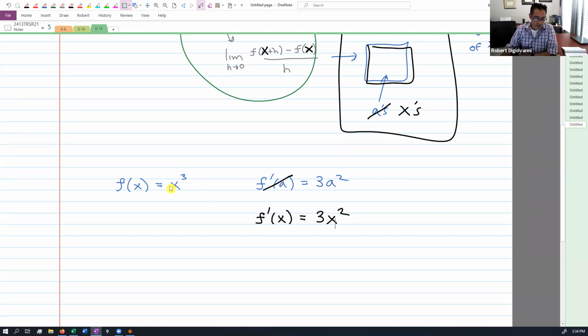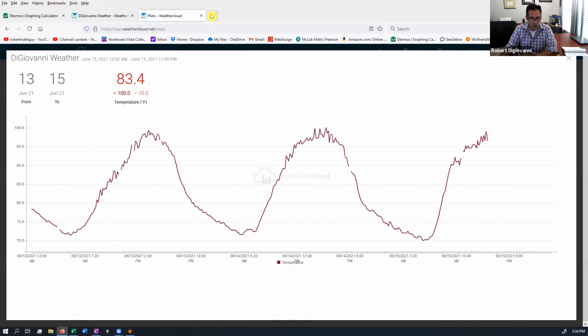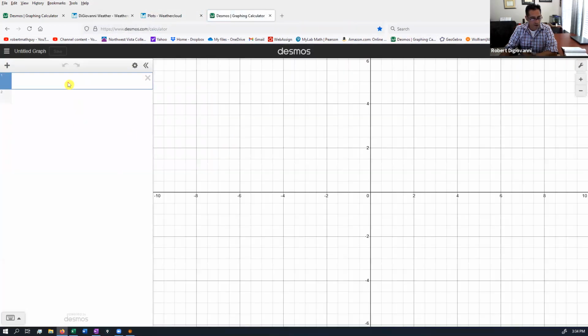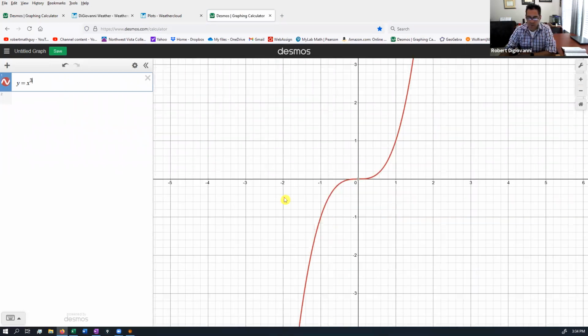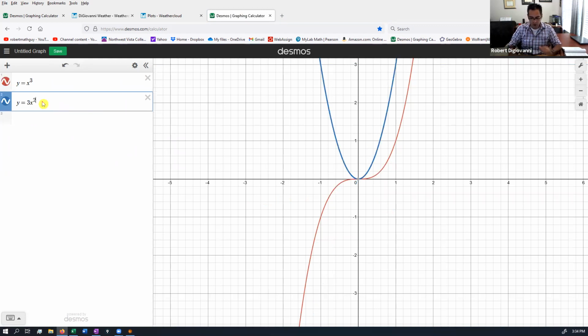I would like for us to see that this function of x that we started with is just a function we could graph, right? And the answer we're getting is also a function we could graph. And I'd like for us to graph them together on the same grid, and let's look at what they tell each other, what we can determine from looking at them. So here it comes. Here's the original function. y equals x cubed, okay? Now I'm going to graph y equals 3x squared.